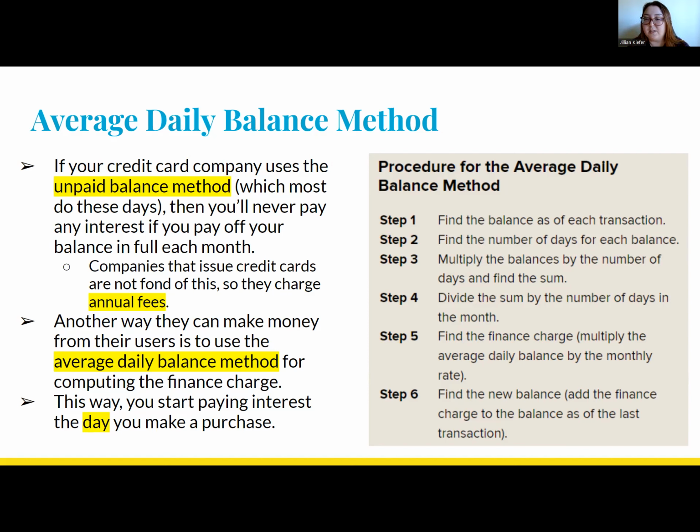The procedure used for the average daily balance method has 6 steps. Step 1, find the balance as of each transaction. Step 2, find the number of days for each balance. How many days was it living on your credit card? Step 3, multiply the balances by the number of days and find the sum. Step 4, divide the sum by the number of days in the month. Step 5, find the average charge: multiply the average daily balance by the monthly rate. And step 6, find the new balance: add the finance charge to the balance as of the last transaction.